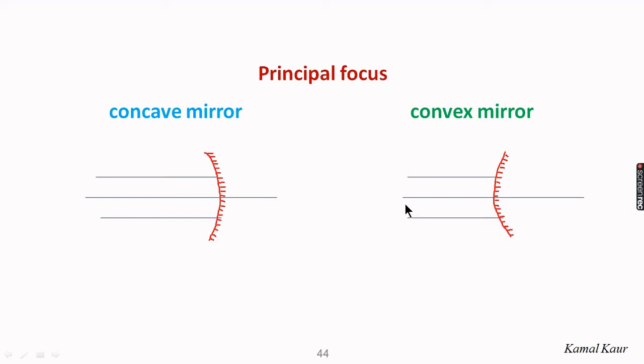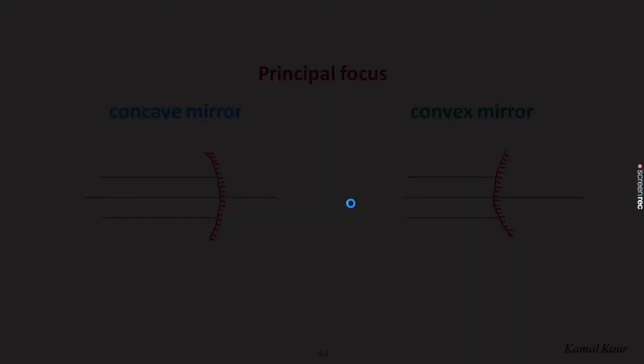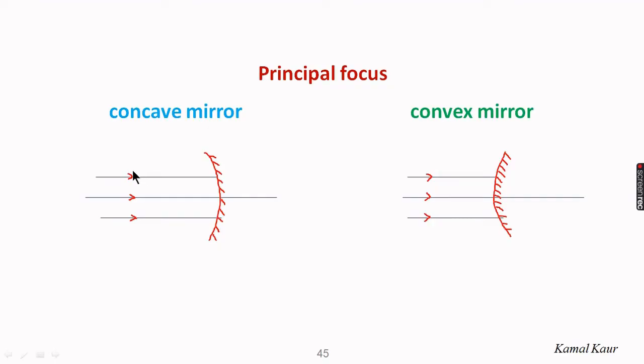Parallel rays from infinity are falling on both the mirrors. Show the path of the incident ray with the help of arrows. As concave mirror is a converging mirror, rays after reflection will converge at a point, and in convex mirror, the rays will diverge from here.